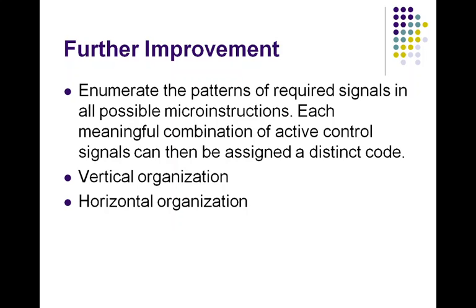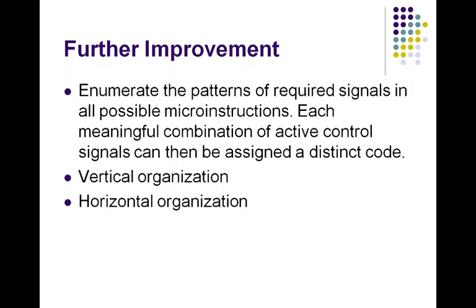I'll repeat. Highly encoded schemes that use compact codes to specify only a small number of control functions in each microinstruction are referred to as vertical organization. On the other hand, the minimally encoded scheme in which many resources can be controlled with a single microinstruction is known as horizontal organization.